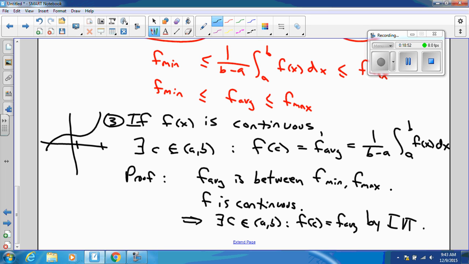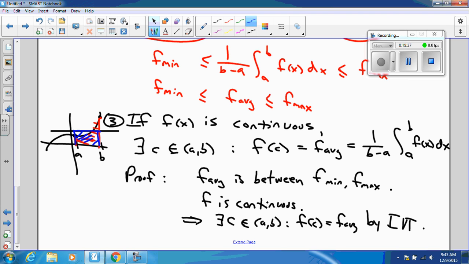In other words, the picture is this. If I have my continuous function from a to b, here's f min, here's f max, my f average is going to be some height that is between here and there, so that the area under the curve, which is in red, is exactly equal to the area under the rectangle, which is in blue. And this average height has to go through the curve at some point, simply because the curve is continuous.